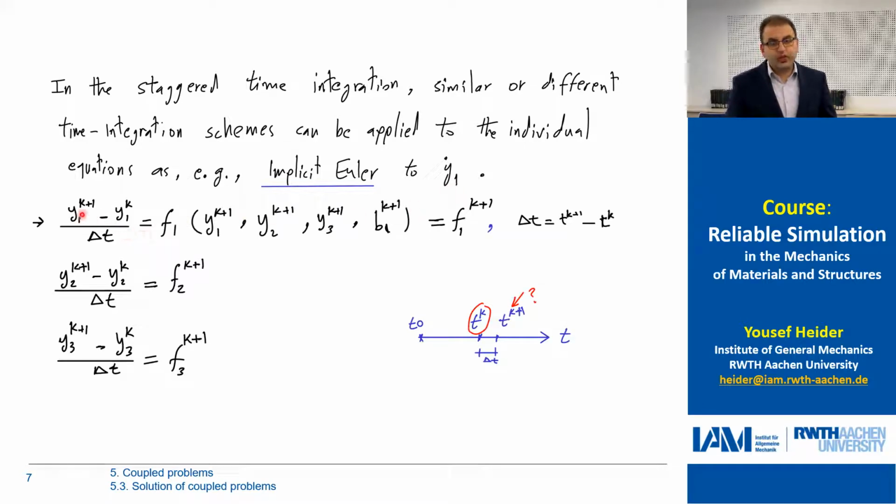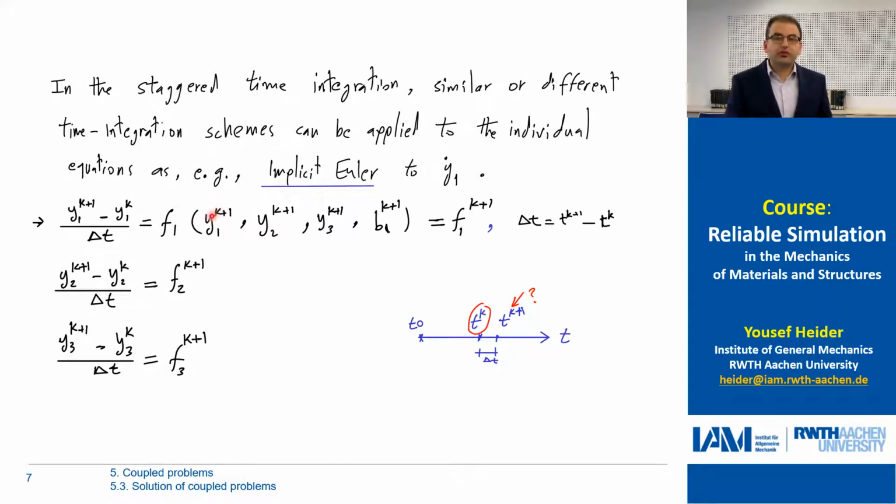In this case, we have on the left-hand side y1^(k+1) minus y1^k. So we discretize our time domain into n time steps, and each time step will be delta t from t_k to t_(k+1). So as I said, on the left-hand side, we have y1^(k+1) minus y1^k divided by delta t. On the right-hand side, it's an implicit scheme.